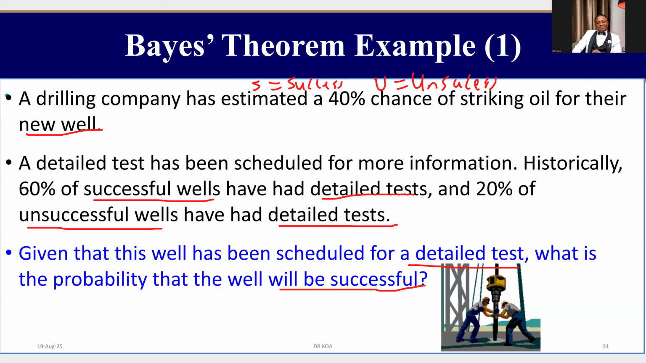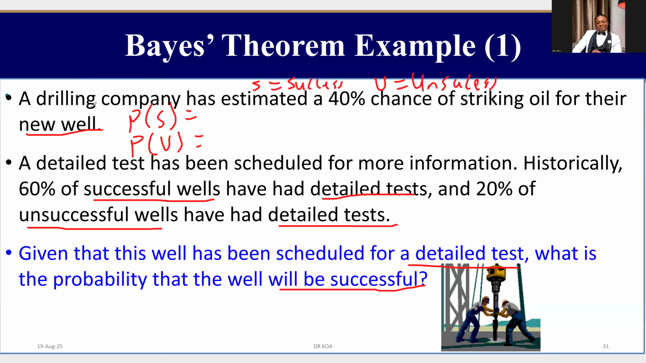So we need to know something called P of S, the probability of having a successful well. And then we also need to know the probability of having an unsuccessful well. What is the probability of having a successful well? Who can tell us? P of S, from the question. I didn't say that the well has been detailed. I just said the probability of having a successful well. What is the probability?